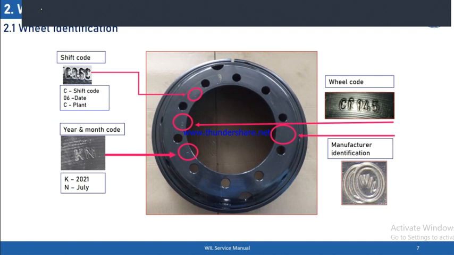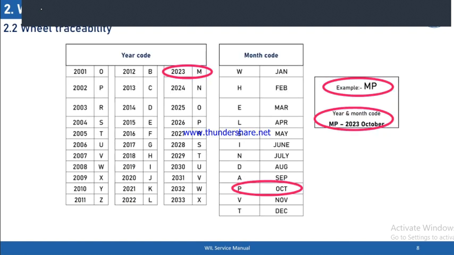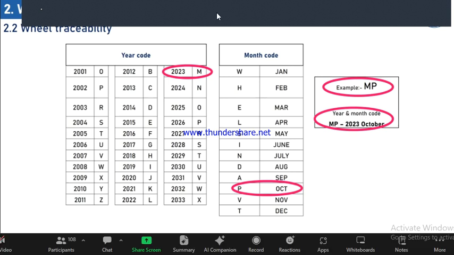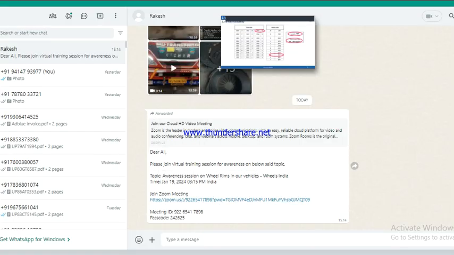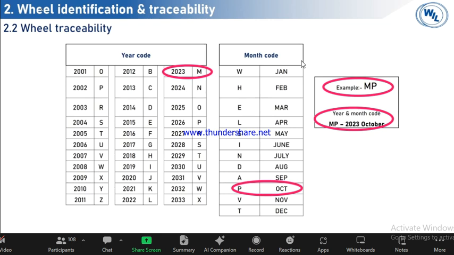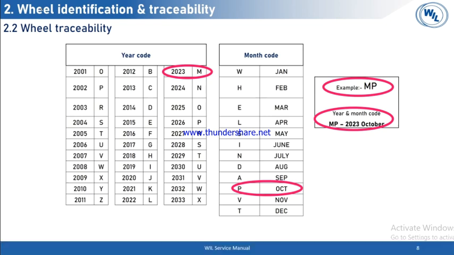Ashwini, go for the next slide. Whatever you are asking is correct, sir. On this slide, 2023 means M. For example, MP means M denotes 2023 and P denotes October. Have I answered your question, sir?